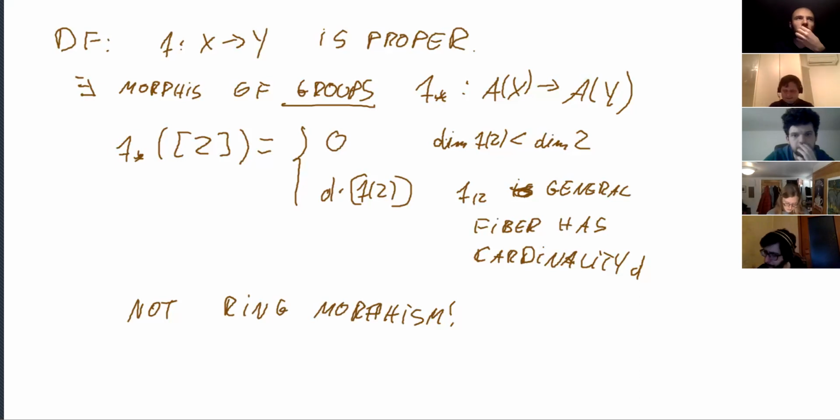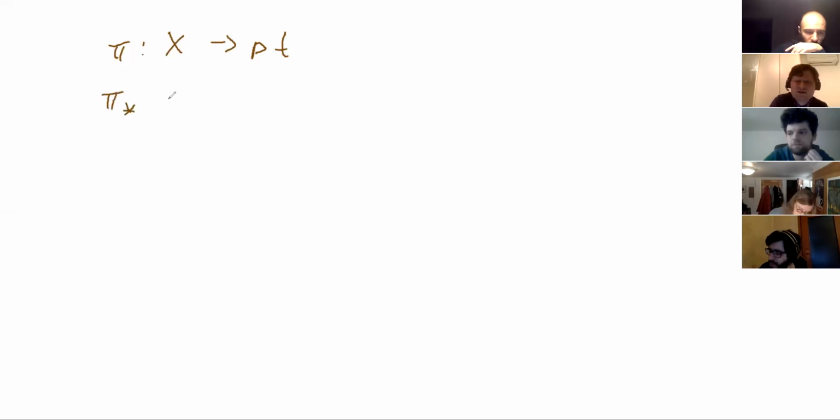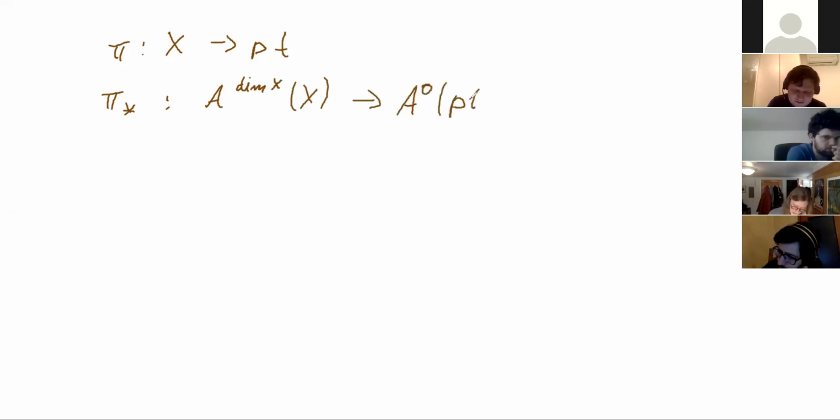Now notice that because we can always map X to a point, let's say that X is projective if you want this to be a proper map. Then we have a push forward from A of dimension of X to A_0 of a point, which is Z, because we are looking at codimension 0 subvarieties of a point. And this is known as the degree map.